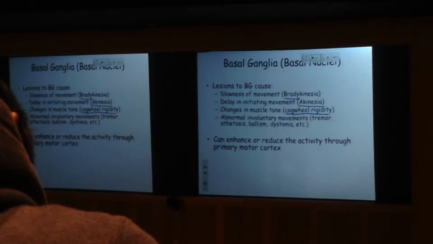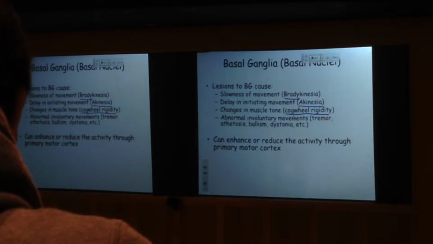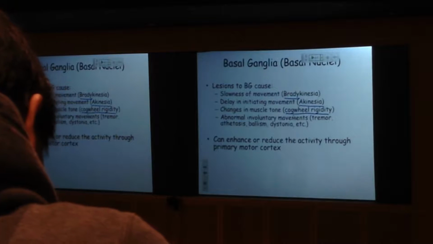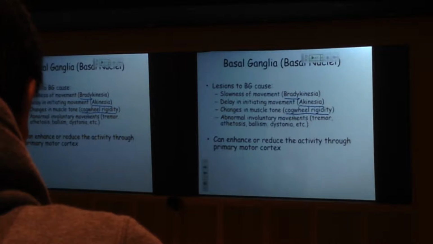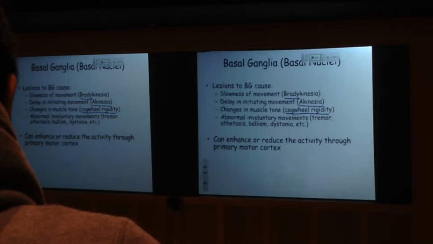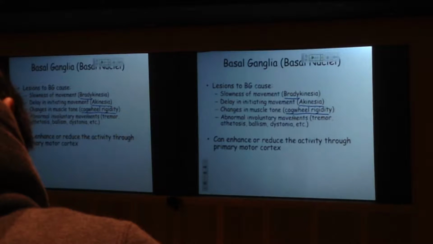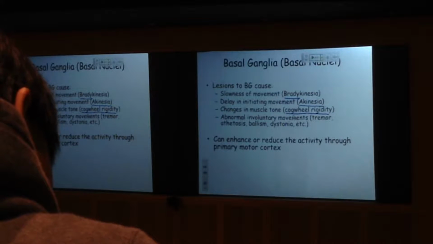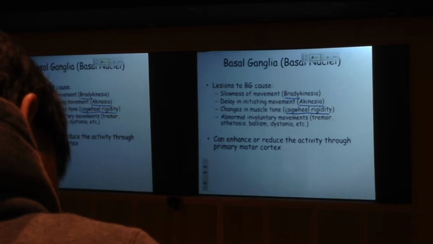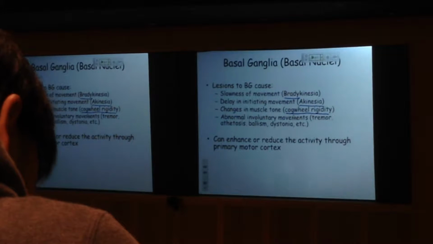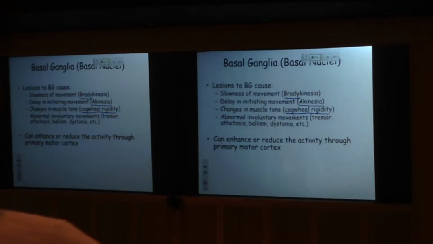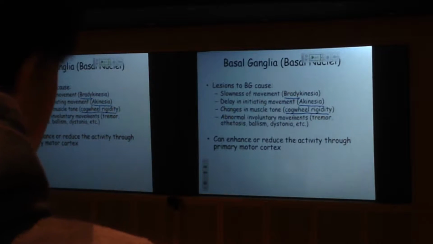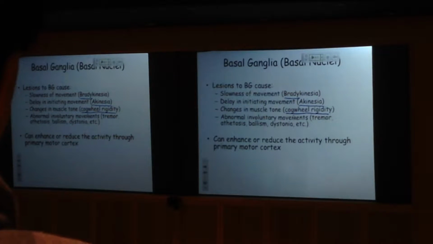There are often abnormal involuntary movements involved in these conditions, like tremor, athetosis, which is a very slow movement, ballism, which is a very violent movement, and dystonia. So all of these indicate that your basal ganglia somehow seem to have increased or decreased activity that is involved in the control of your cortex movement.